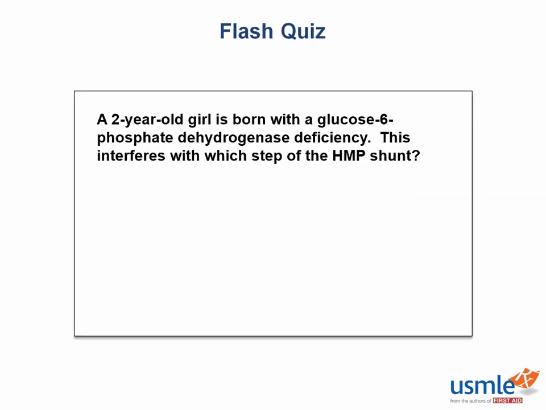Alright, time for a flash quiz. So a 2-year-old girl is born with a glucose 6-phosphate dehydrogenase deficiency. This interferes with which step in the HMP shunt?